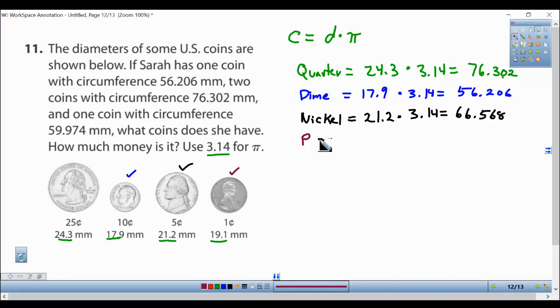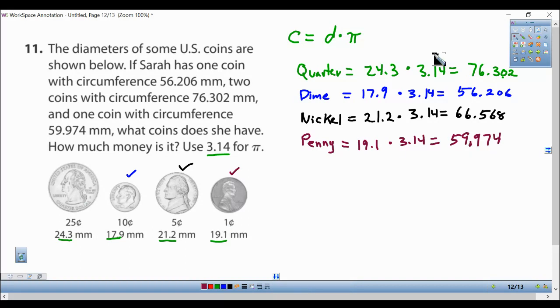And finally, the penny. The penny has a diameter of 19.1. Multiply that by 3.14 from our formula, which gives us 59.974.